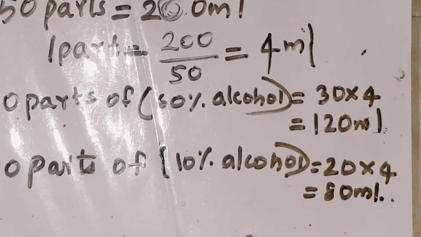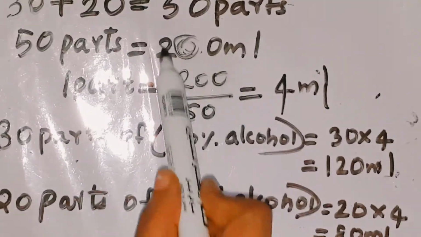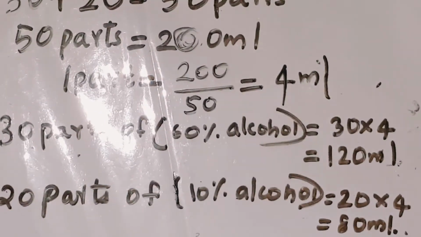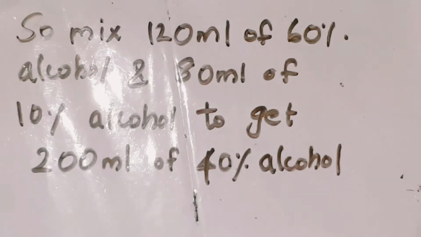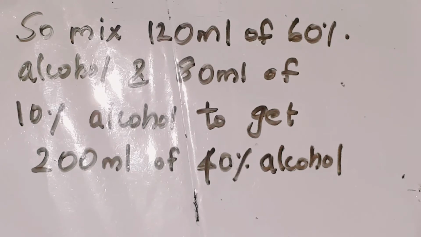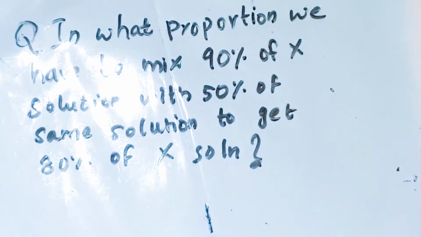So now we know how much of 60% alcohol and 10% alcohol should be mixed to get 200 ml of 40% alcohol. Okay, so now this 120 ml of 60% alcohol and 80 ml of 10% alcohol is mixed to get 200 ml of 40% alcohol.